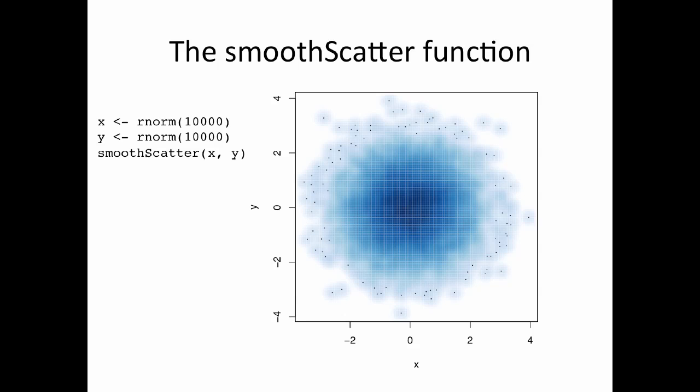So the smoothScatter function creates a 2D histogram of the points in your plot, and it just plots the histogram using a certain set of colors. So the default set of colors that it uses is the Blues palette in the RColorBrewer package, which is a sequential palette, and it gets darker blue as you get higher and lighter blue as you get lower. So the darker blue areas of this plot are the high density regions, where most of the points are, and the lighter blue parts of the plot are the lower density regions of the plot.